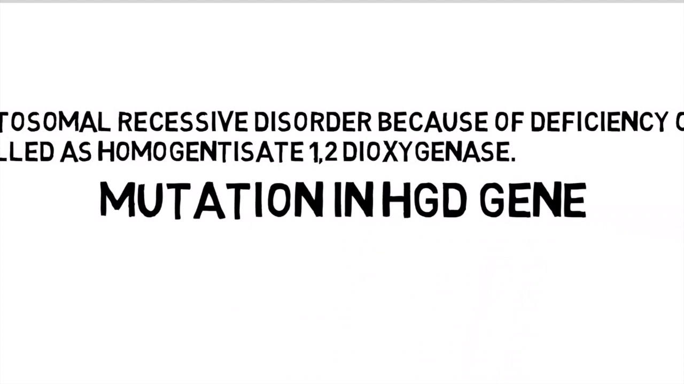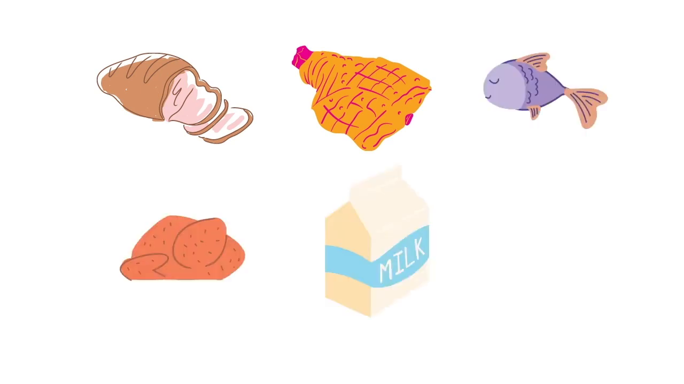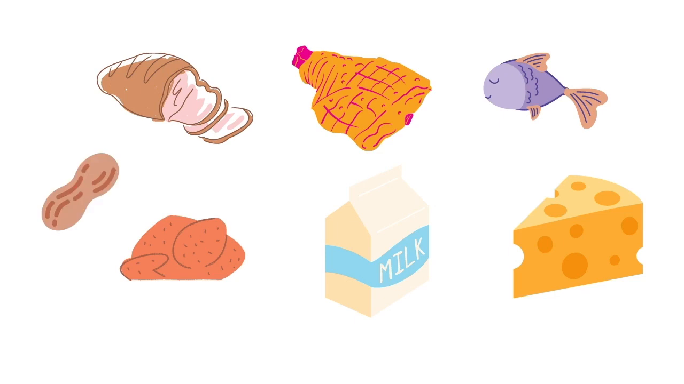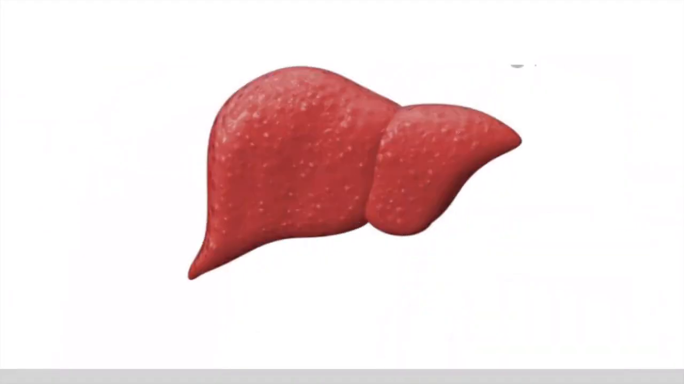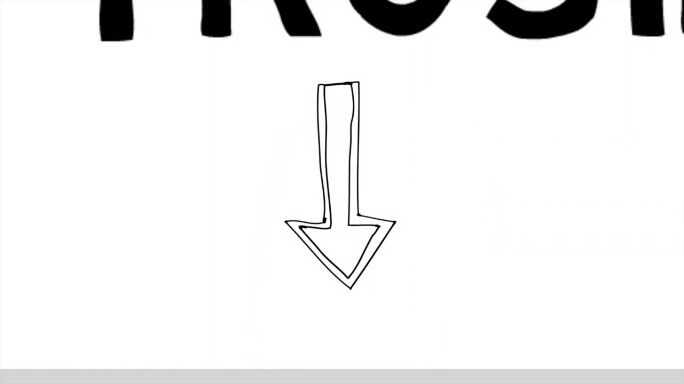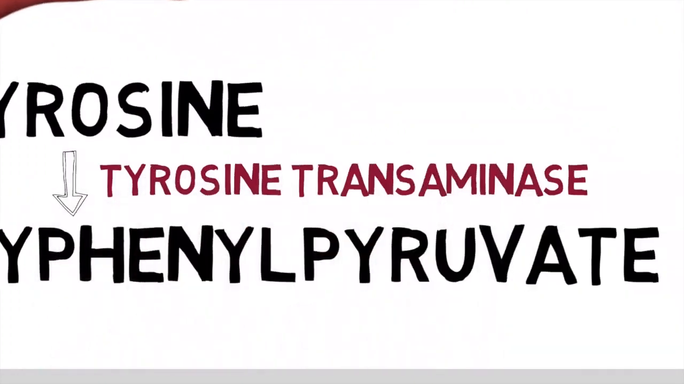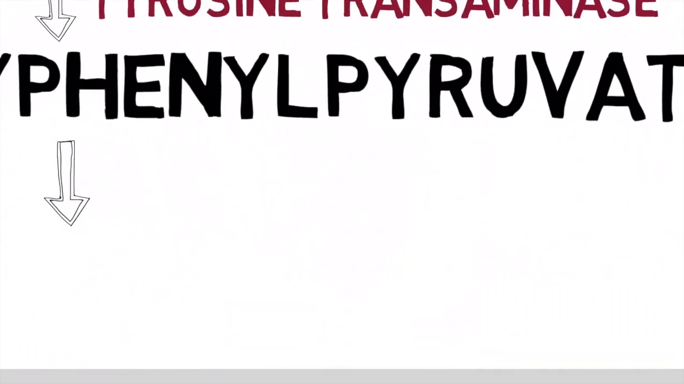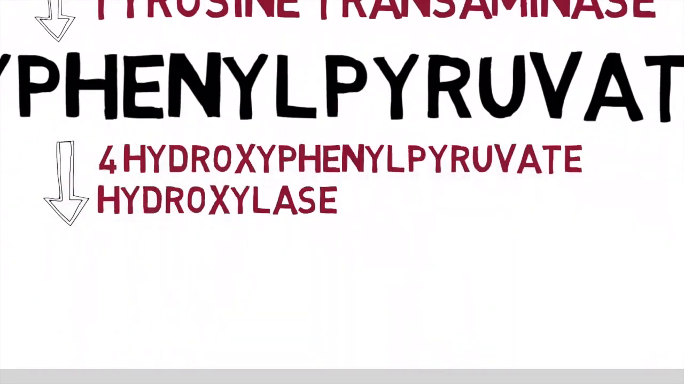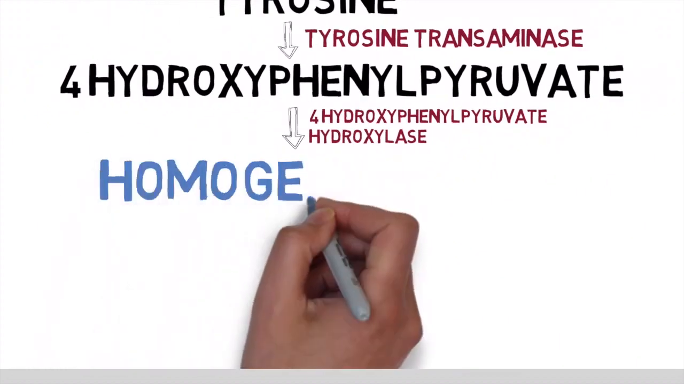Now let's talk a little bit about the details of pathophysiology. Tyrosine is an amino acid. It is present in our diet in a variety of things such as beef, pork, fish, chicken, tofu, milk, cheese, beans, nuts, eggs, and whole grains. This tyrosine is metabolized in the liver. Tyrosine is converted into 4-hydroxyphenylpyruvate by an enzyme called tyrosine transaminase. 4-hydroxyphenylpyruvate is converted by an enzyme called 4-hydroxyphenylpyruvate hydroxylase into homogentisic acid.